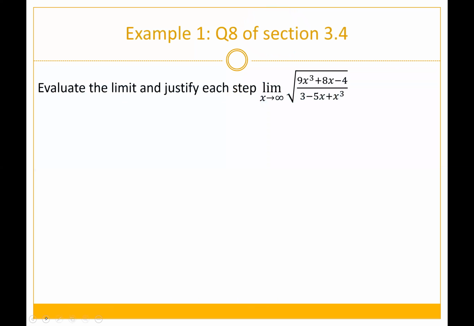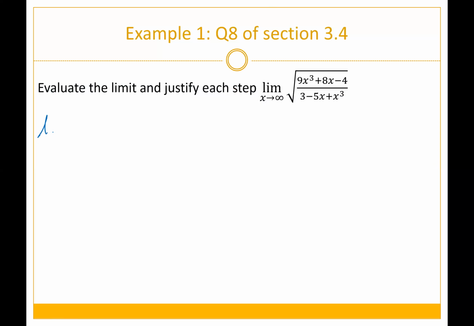So we're going to get started with the first example of today, which is question A of section 3.4 in the book. It's asking us to evaluate the limit and justify each step: the limit as x approaches infinity of the square root of 9x cubed plus 8x minus 4, divided by 3 minus 5x plus x cubed.